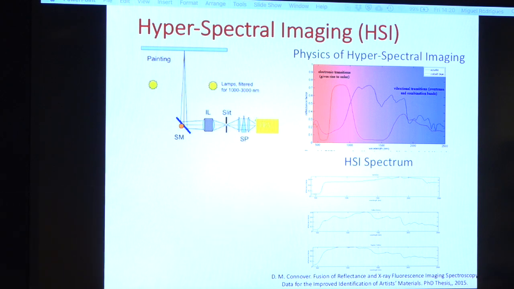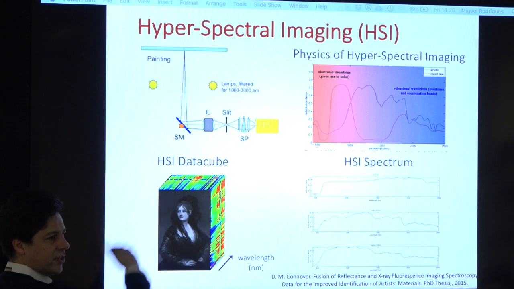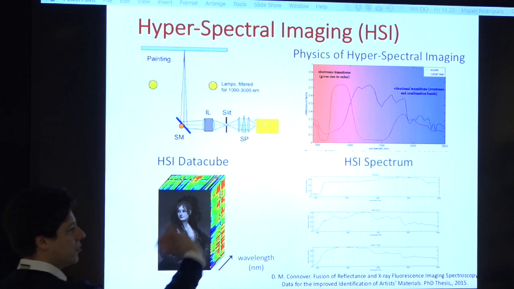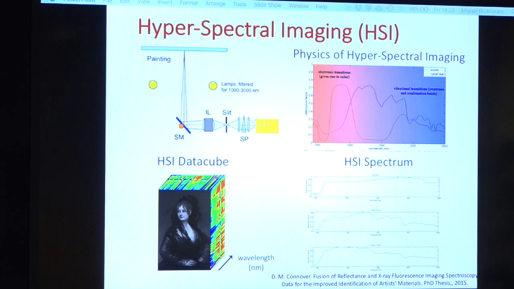And depending on the spectra that you observe, you should, in principle, be able to understand what the different materials are that are present in the different pixels of the painting. So again, this is going to produce a data cube. And in this data cube, on the vertical and horizontal axes, you've got images of the painting associated with different wavelengths of this particular imaging modality.